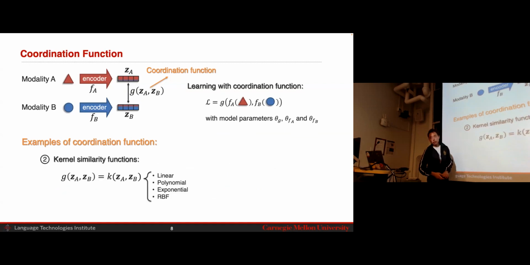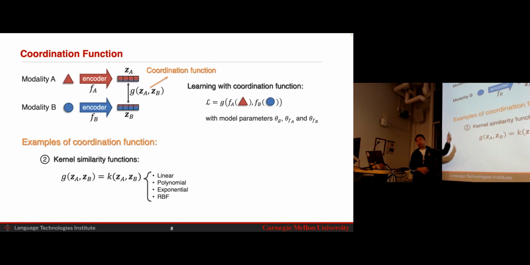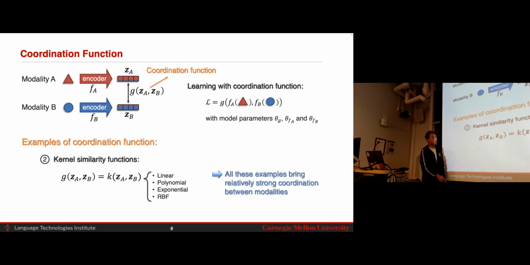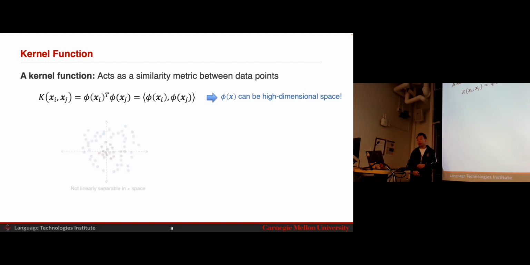Okay, so beyond cosine similarity, you can very easily think of other examples of similarity functions. For example, kernel similarity. In fact, a kernel is any function that measures similarity between z_a and z_b. A linear kernel recovers the dot product between z_a and z_b, and therefore recovers cosine similarity. But you can also go beyond: polynomial, exponential, RBF kernels. If you've taken any machine learning class, you know that kernel functions measure similarity across data points in some representation space. And this representation space can be higher dimensional than the data points that came in from the data.